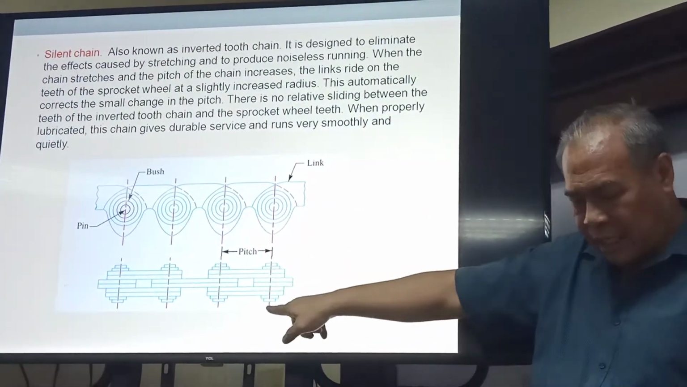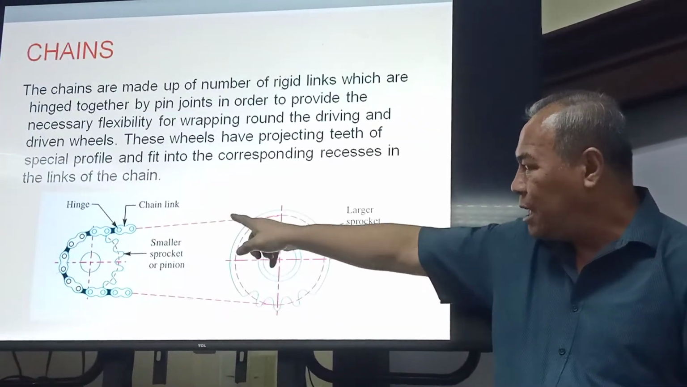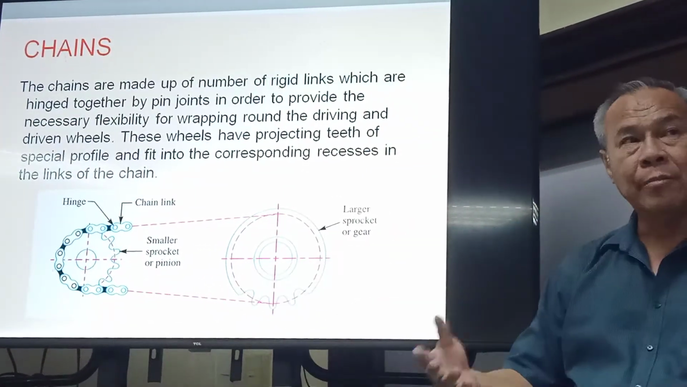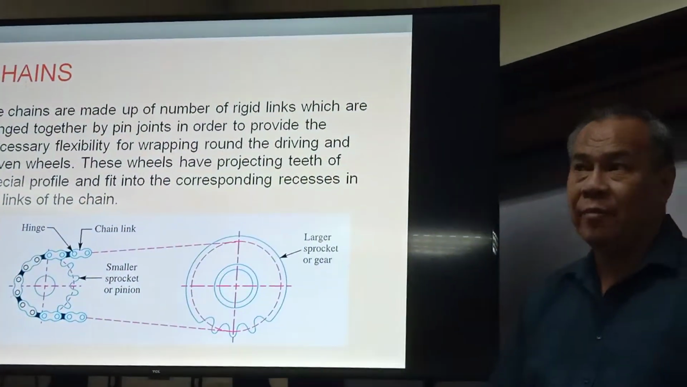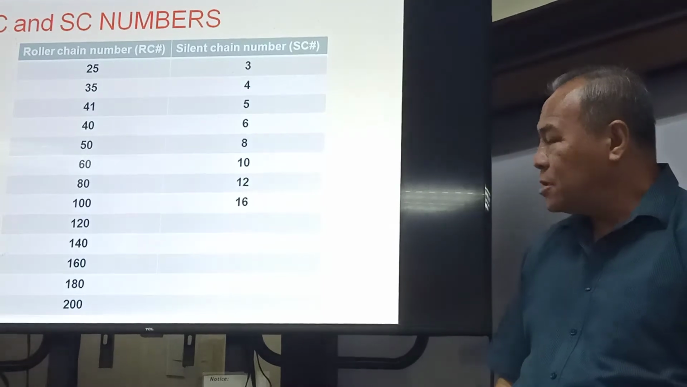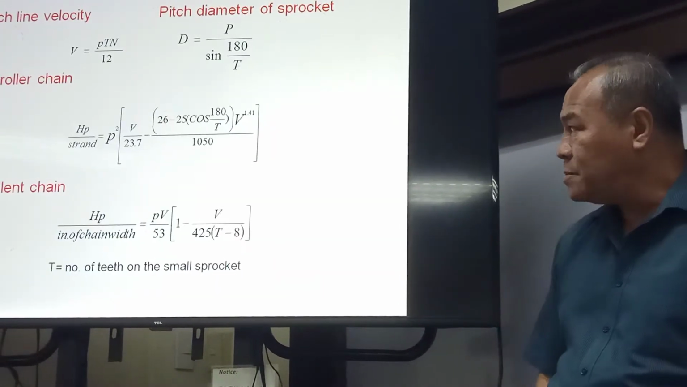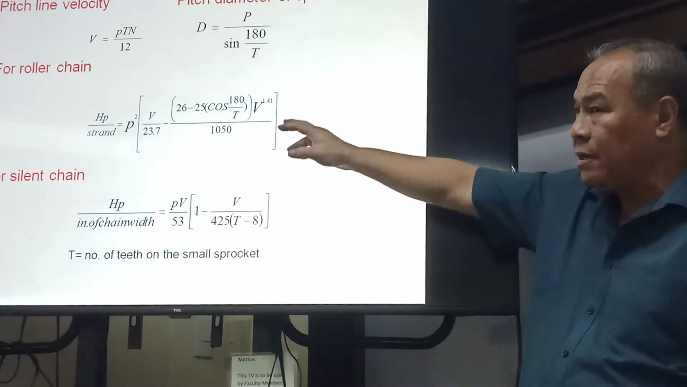Yung silent chain, ang hinahanap natin dyan yung width. Okay? If you are using now a roller chain, ilang chain ang gagamitin natin? How many? Okay, that's why you can have a multiple chain or multiple sprocket. Pwede rin yan. Parang sa V-belt din, multiple V-belt. Now, to determine the horsepower per strand and the horsepower per inch of chain width, you have now these two particular equations.